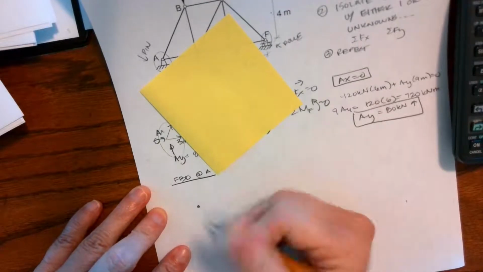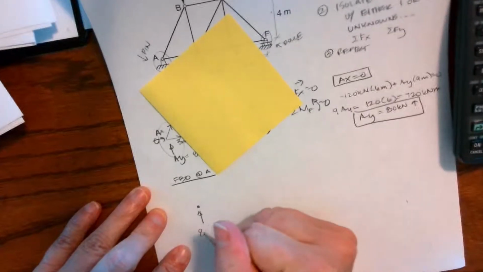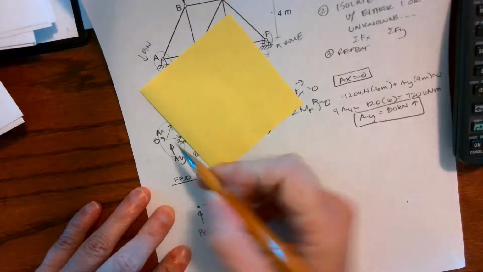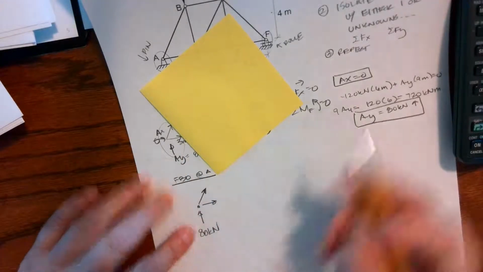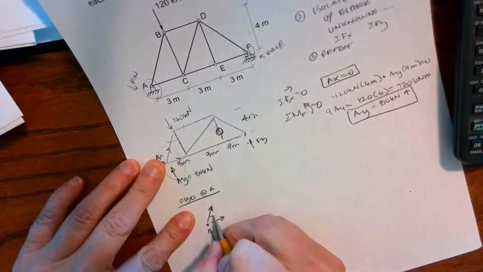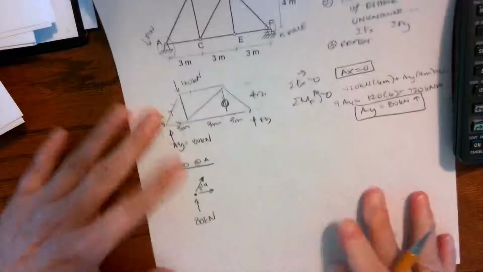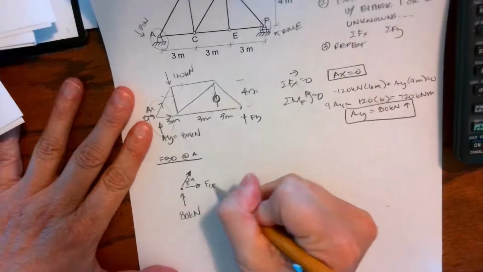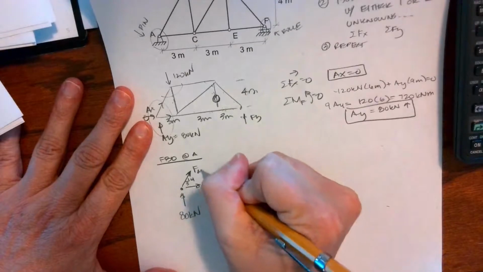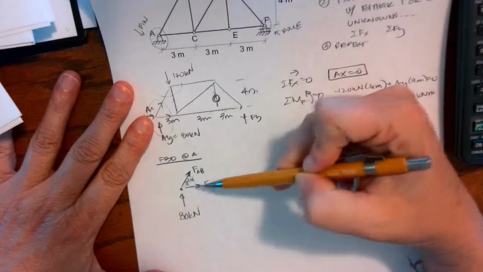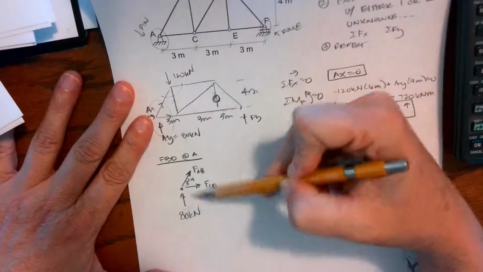So at A, I have 80 kilonewtons from my reaction. I have a member going to the right, and I have a member going up diagonally to the right. And I'll need to go back and look, and I can see that it is a 3-4 slope. And I'm going to call this one force CE, and this one force AB. Okay. This has both X and Y components.